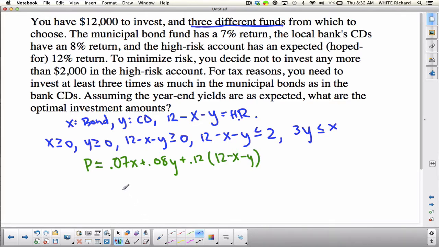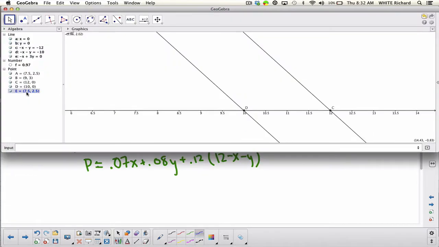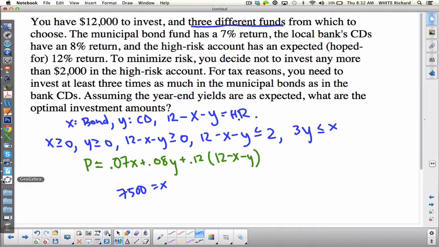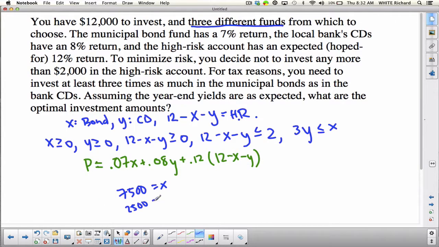Okay, so now what that means, if we go back to our GeoGebra file, we've got $7,500 in E, it's 7.5. So $7,500, that's X, the bonds, and that means, what did it say? $2,500 for Y, and then the remainder, that adds up to $10,000. That means the remainder, the high risk, is equal to $2,000. And that's your problem.